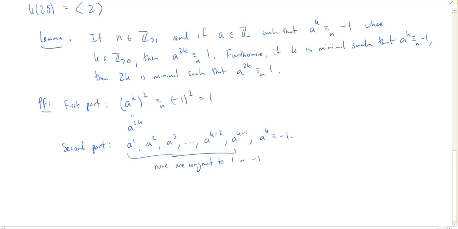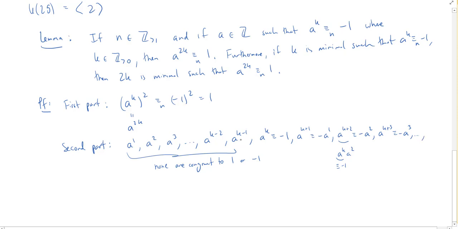Now, what happens after a^k? The next one is a^(k+1), but that's just a^k times a, and a^k is congruent to -1, so this is congruent to -a^1. Keep going, a^(k+2) is congruent to -a^2, because again, I could think about this as a^k times a^2, and a^k is congruent to -1. Next one will be a^(k+3), which is congruent to -a^3.